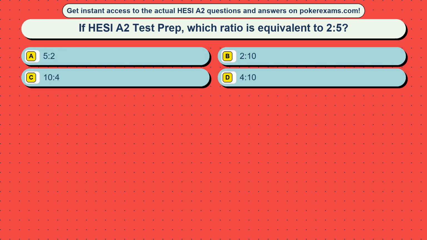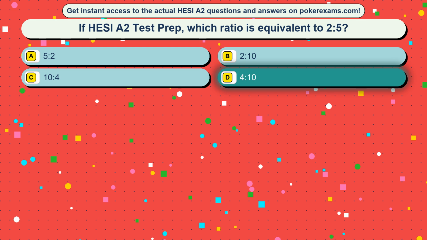Question 50. If HESI A2 Test Prep: Which ratio is equivalent to 2:5? Option A, 5:2. Option B, 2:10. Option C, 10:4. Option D, 4:10. The correct answer is option D, 4:10.